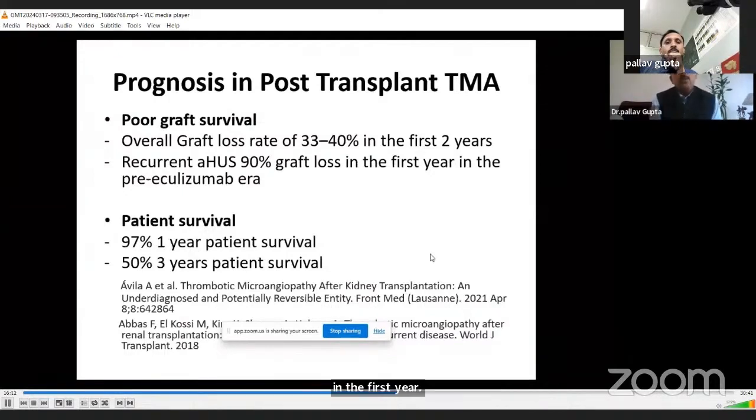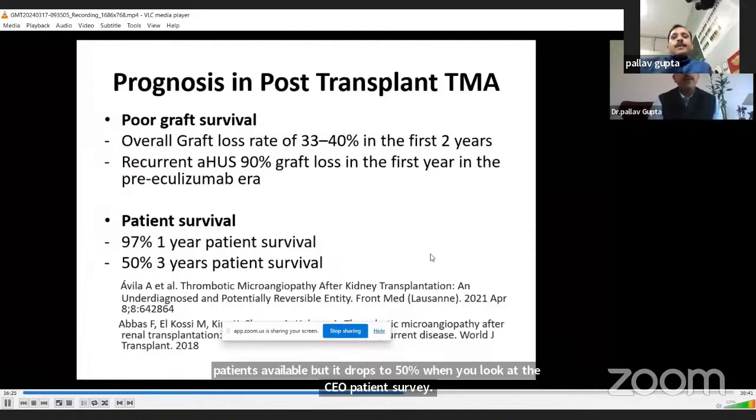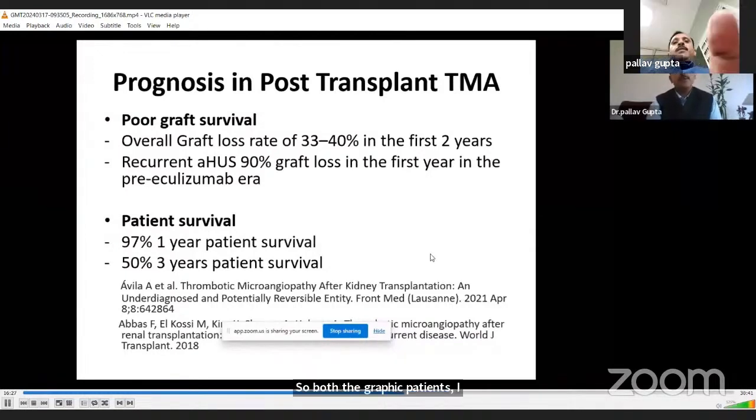What about the patient survival? There is 97% 1 year patient survival, but it drops to 50% when we look at the 3 year patient survival. So both the graft and patient survival are adversely affected by the presence of post-transplant thrombotic microangiopathy.